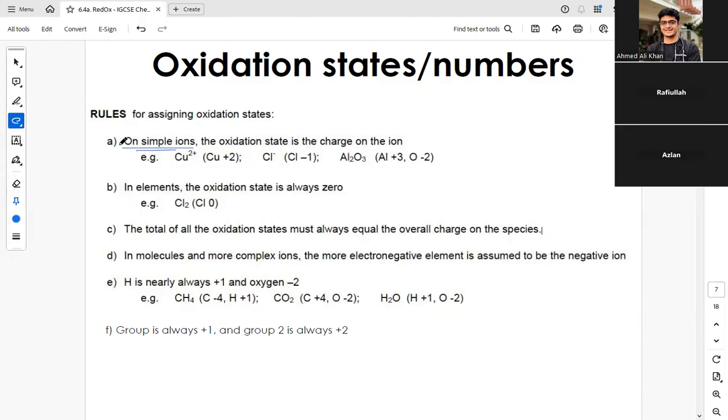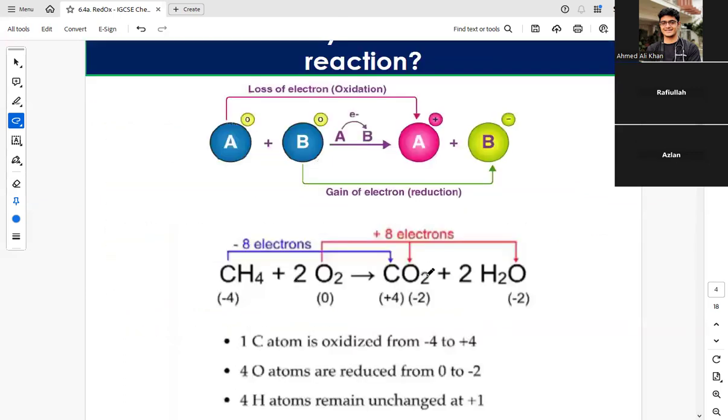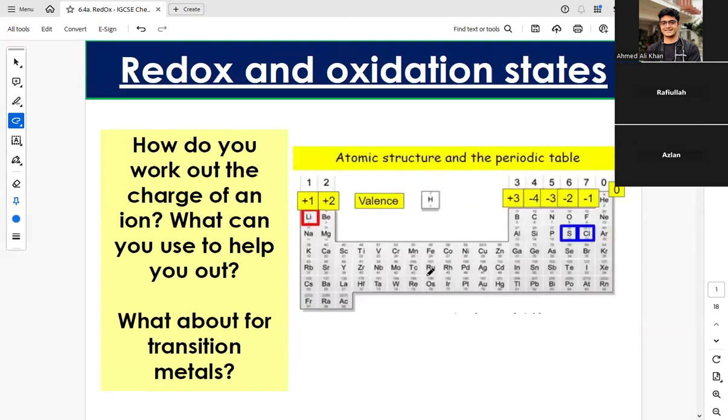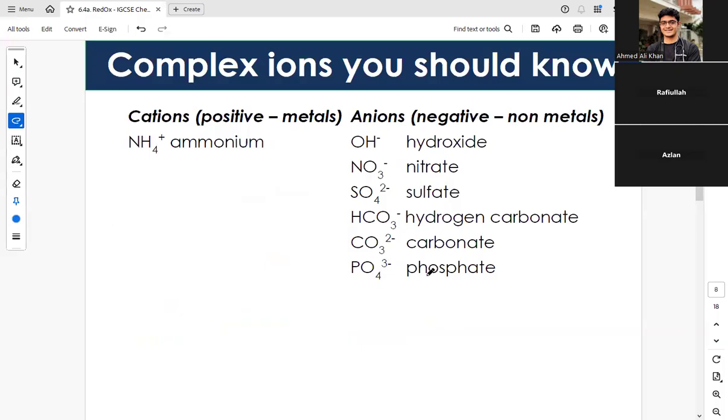Okay, number one is that, before we go over these rules, you need to know the charges on some ions. ठीक है, कुछ ions हैं, ठीक है, उनके ऊपर you need to know their charges. ठीक है, you just need to memorize their charges. ठीक है, so there are some simple ions that you need to know, उनके charges आप लोगों को याद होने चाहिए.